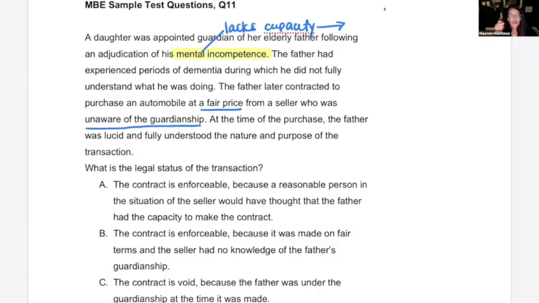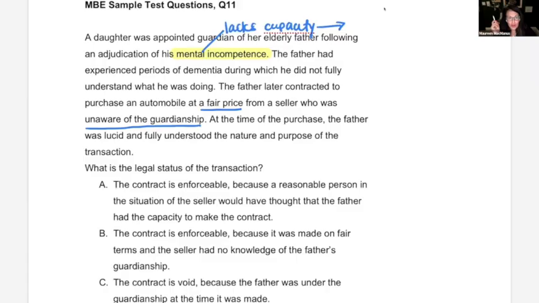So at the time of the purchase, the father was lucid and fully understood the nature and purpose of the transaction. They're really trying to walk you to say that this is a valid contract, right? They are absolutely trying to walk you through that. Somebody said it can be considered a necessity in case the car is needed for commuting. I love that somebody mentioned that. That's true, it could be considered a necessity, but it doesn't matter in this case. That's for infants, first of all, or non-adults, and there's nothing in here that suggests that the car is a necessity.